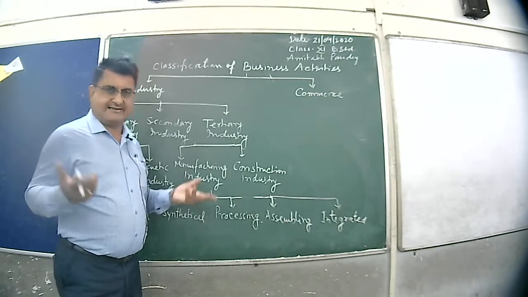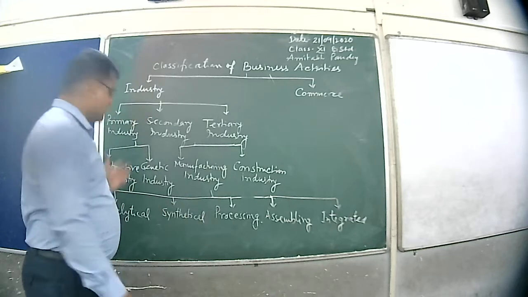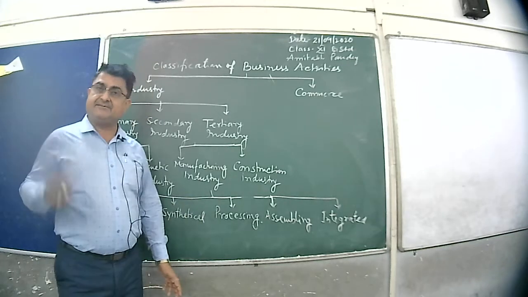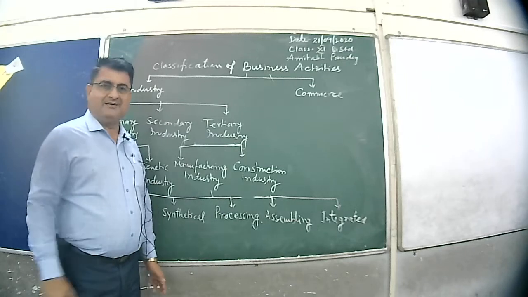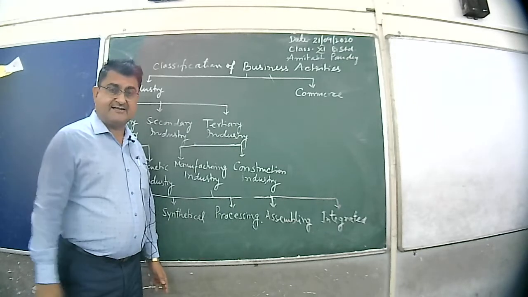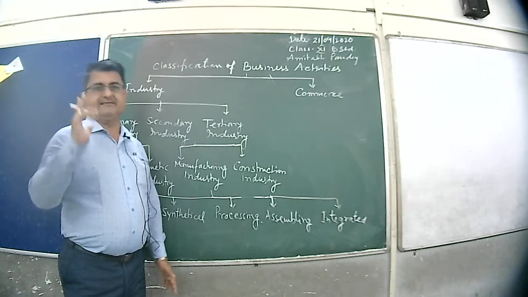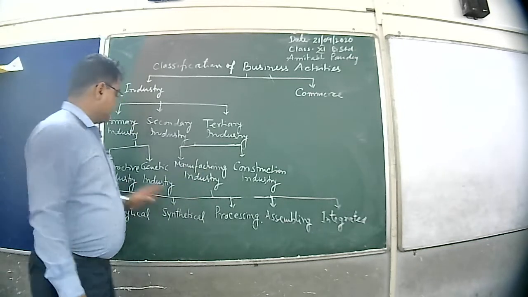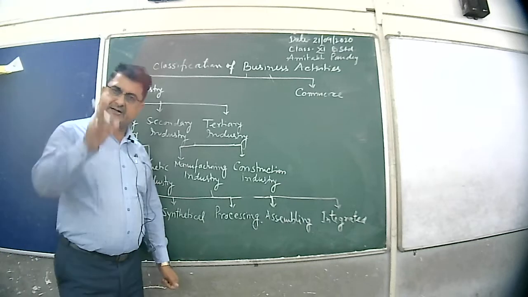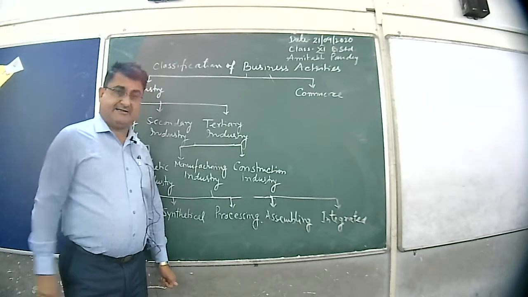Then what is extractive industry? Extraction of something from nature. Extractive industry: extraction of coal, extraction of mineral resources. So all those entities which are engaged in performing extraction activities are included in extractive industry.